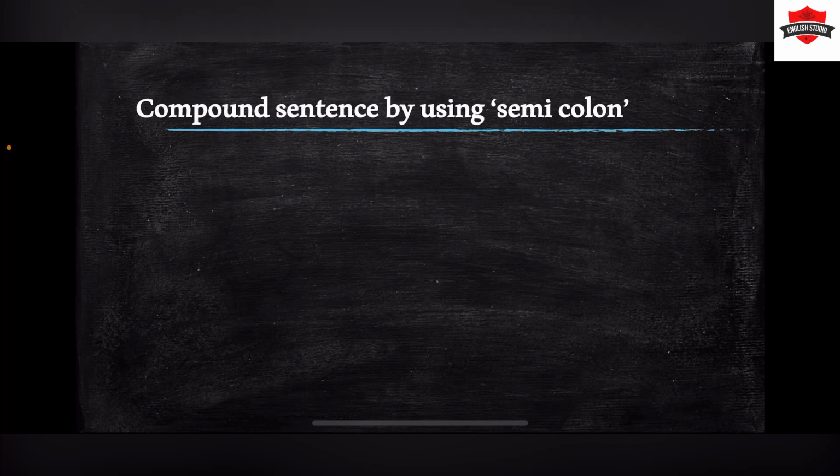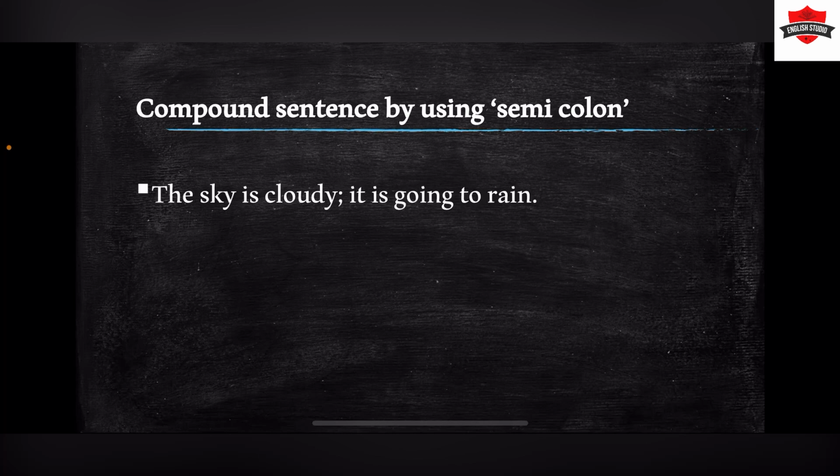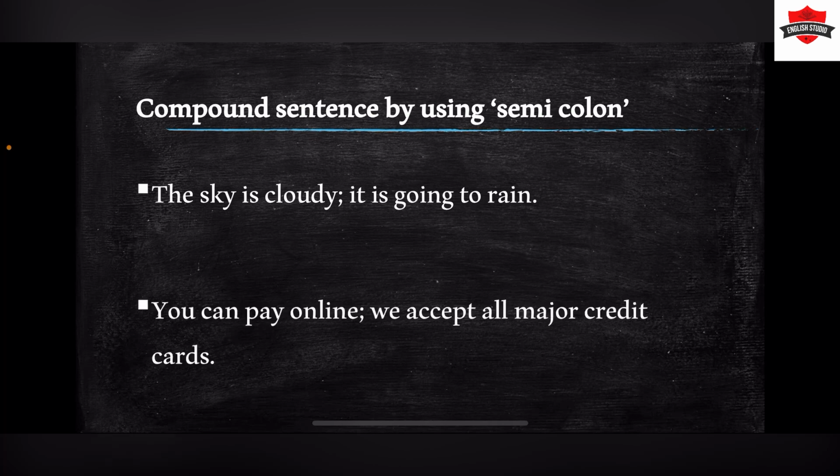Then is forming a compound sentence by using semicolon. Sometimes we join independent clauses by only using a semicolon, such as the sky is cloudy; it is going to rain. You can pay online; we accept all major credit cards.